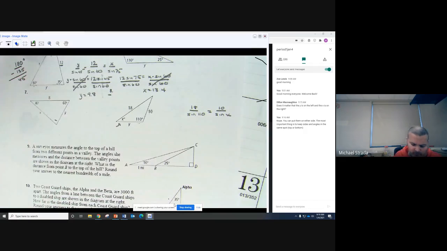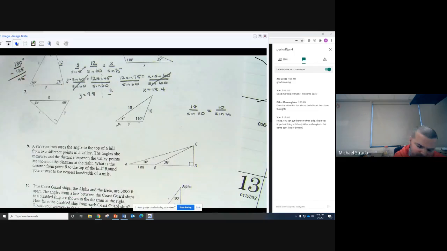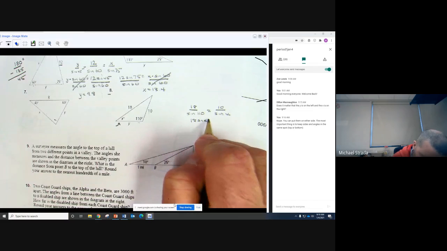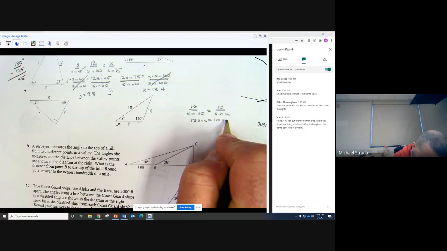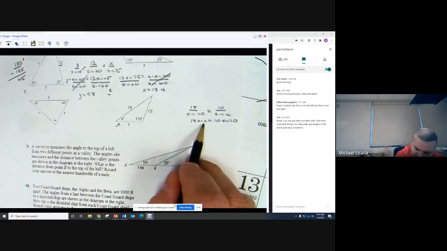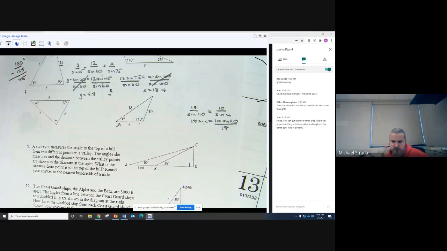I'm going to hold off on the y because we don't know what that is yet. So 18 sine x equals 10 sine 110. Again, they don't have to be acute or right angles now. They can be obtuse. I'm solving for sine x. Sine is being multiplied by 18. To get rid of a multiplication by 18, I divide by 18.